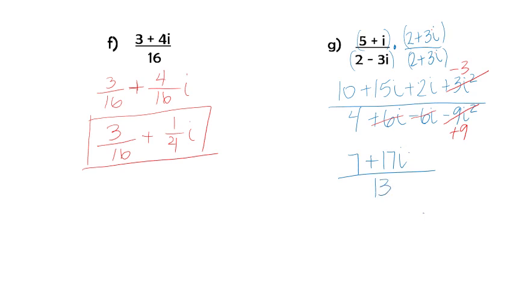Now, that's in simplified form. I can't simplify any of those numbers any further, but it's not in standard form. So I need to rewrite this in standard form. 7 divided by 13 plus 17 over 13 i. That would be my final answer.